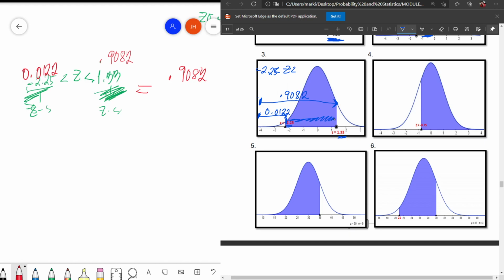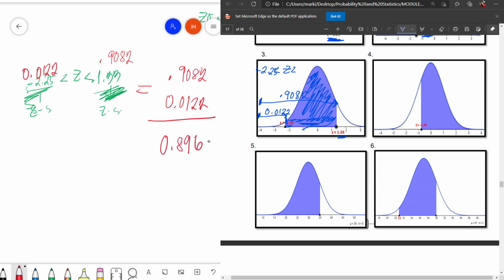Ito lang yung kailangan natin, ha? Huwag kayong malito. So, kaya sinubtract natin yung malaking value sa maliit na value. Di pwede yung maliit value na na-subtract sa malaki. So, 0.0122. If you're going to solve that, 0.9082 minus 0.0122, that is 0.896. So, yung 0.896, ito yung shaded region.